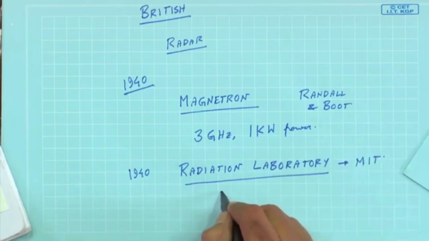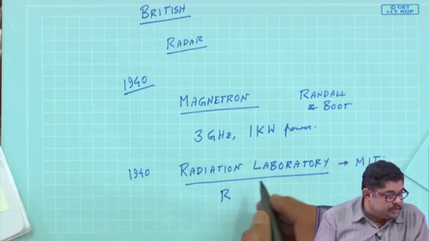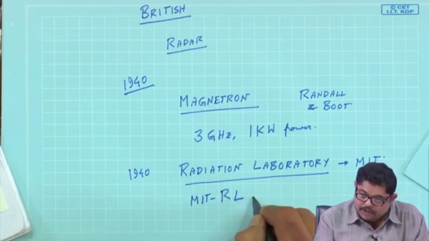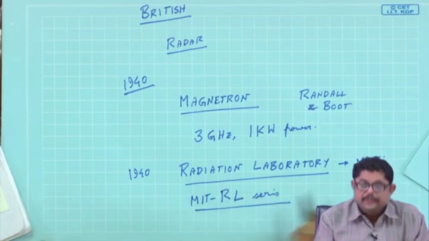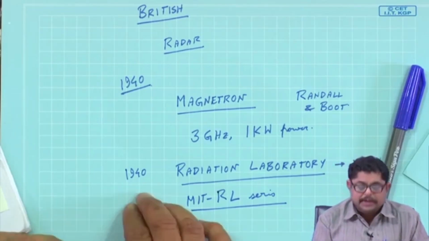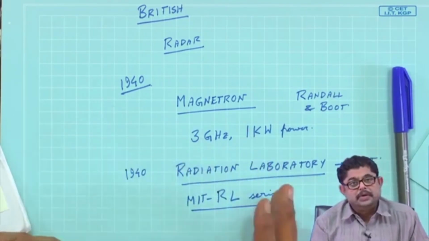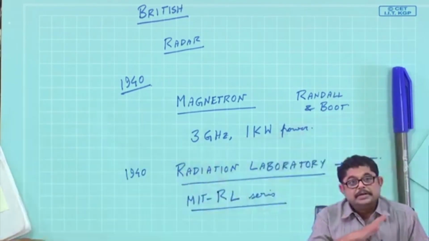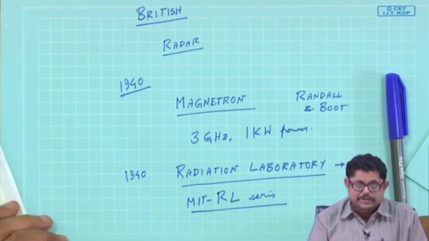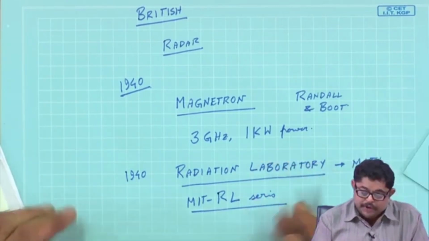This is called the MIT Radiation Laboratory series of books, where they developed all facets of microwave technology of that time. But by that time the war had almost ended, so it was not used in the Second World War, but just after the Second World War the outcomes started coming, and full-fledged radars were available, and the whole microwave technology also came in.